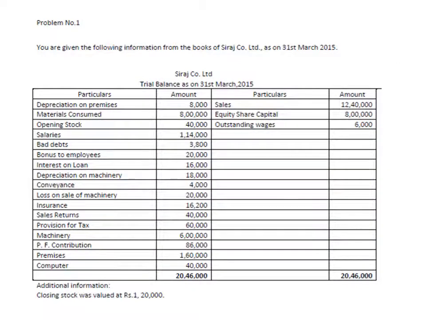Now let us look how to prepare a profit and loss account as per the Companies Act. Now here what we have in this problem, we have all the trial balances of Siraj Company Limited as on 31st March of 2015. So now let us have a look. So here we have depreciation on premises. So depreciation on premises is an expenditure. And if you see, there is also depreciation on machinery. So what we have to do, we have to add these two depreciations and should be shown as a depreciation amount. Then we have materials consumed.